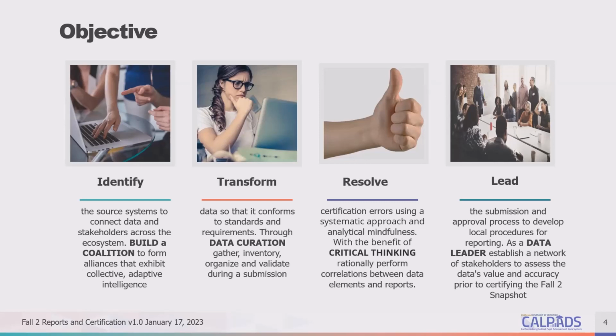And so we expect data coordinators to lead the submission and the approval process. This would require you to develop local procedures for reporting. You're going to want to establish a network of stakeholders to assess the data's value and accuracy prior to certifying the Fall 2 snapshot. So I think the hardest thing for data coordinators is eliciting support. At the end, when it comes time to certify, everybody wants you to click the button. Hardly anybody wants to review the reports, provide feedback.